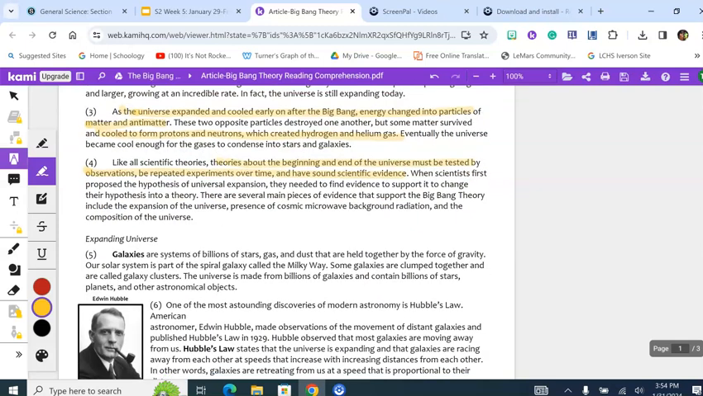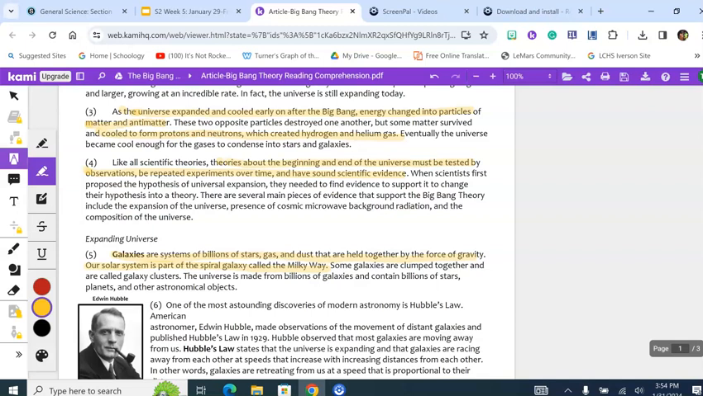Paragraph number 5, expanding galaxies. Galaxies are systems of billions of stars, gas, and dust that are held together by the force of gravity. Please highlight that. Our solar system is part of a spiral galaxy called the Milky Way. Some galaxies are clumped together and are called galaxy clusters. The universe is made from billions of galaxies and contains billions of stars, planets, and other astronomical objects.